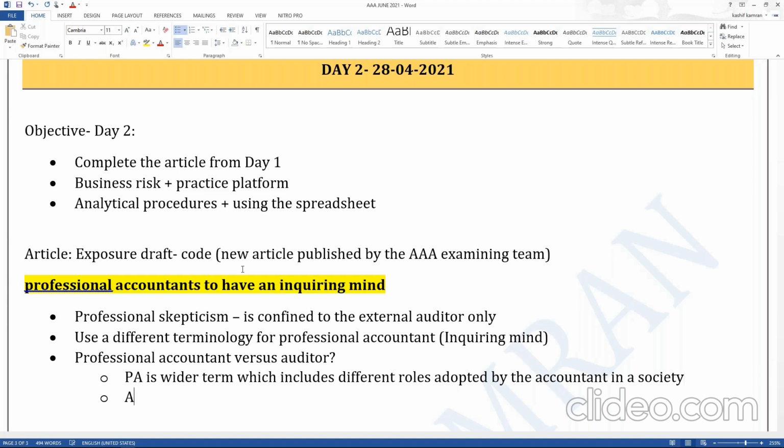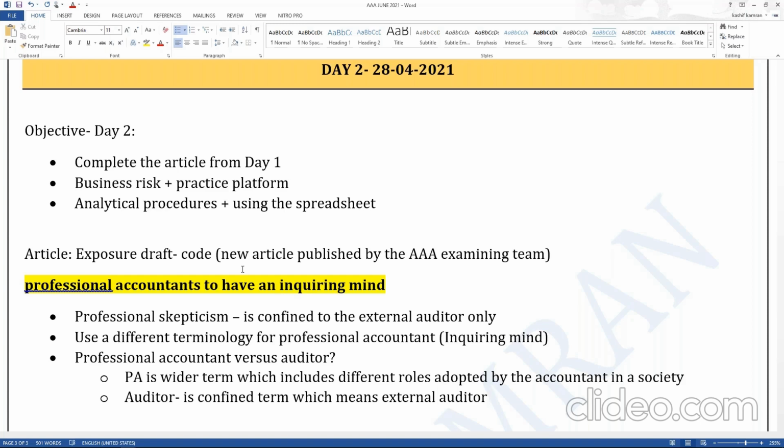But when we use the word auditor, auditor is a confined term, which means the external auditor. Even the internal auditor is part of a professional accountant. But when we say auditor, by default, auditor means the external auditor. But when we use the word professional accountant, it also includes the internal auditor. Is that difference clear between a professional accountant versus an auditor?